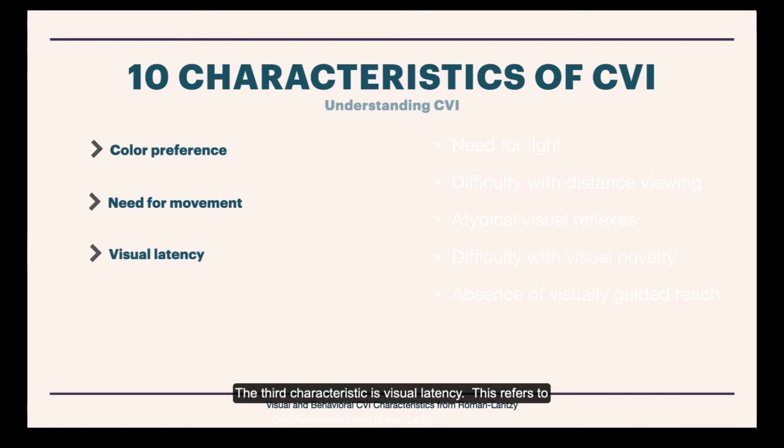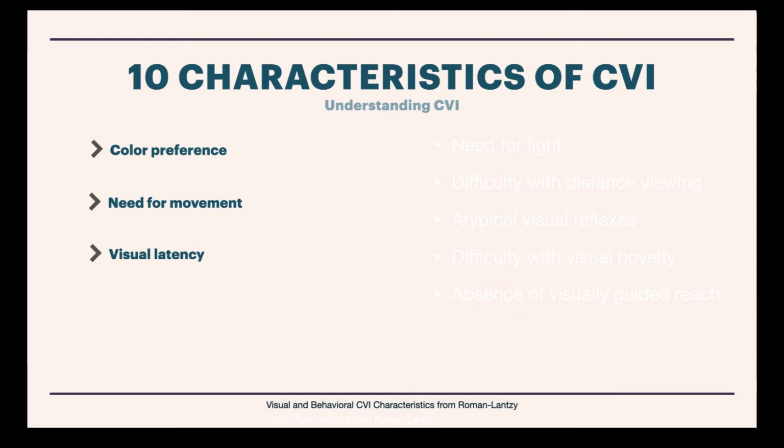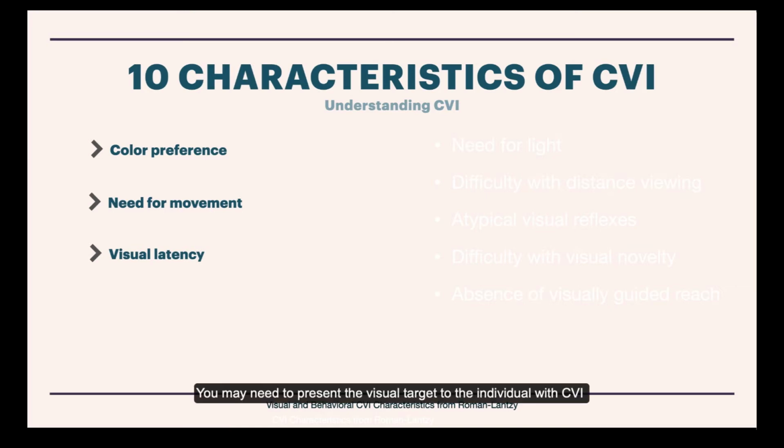The third characteristic is visual latency. This refers to the delay in response time. For children with CVI, we notice it often takes longer for the brain to process the visual presentation. You may need to present the visual target to the individual with CVI and wait. For some, this can be up to a few minutes before they show any looking behaviors. During this wait time, no additional prompts, physical or verbal, should be given. This can be difficult for us as educators, but every learner's length of wait time is unique. We must be willing to give them their necessary wait time.